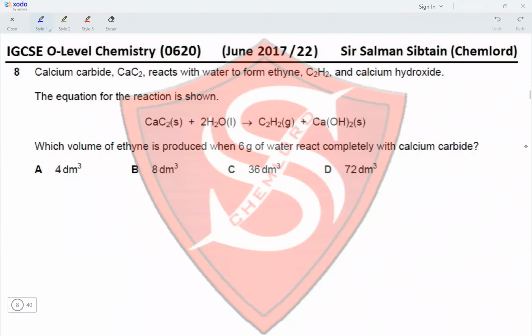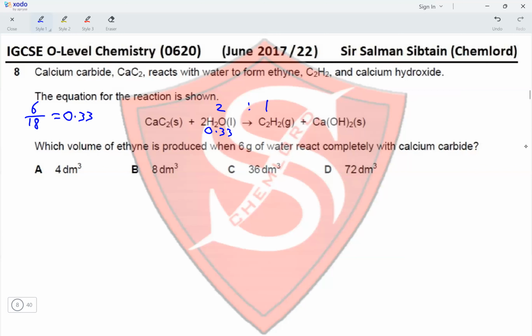Question 8. Calcium carbide reacts with water to form ethine and calcium hydroxide. The equation for the reaction is shown. Which volume of ethine is produced when 6 grams of water react completely with calcium carbide? So the Mr of water is 18. So 6 upon 18 will give us a value of 0.33. So moles of water is 0.33 and the molar ratio of water to ethine is 2:1.